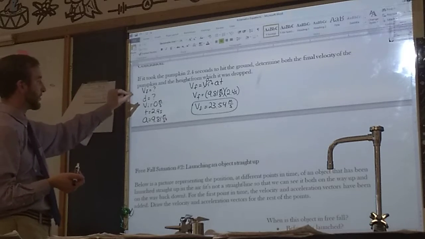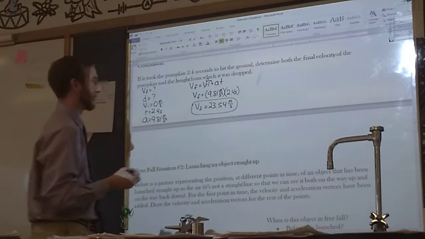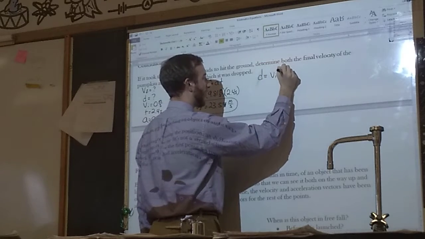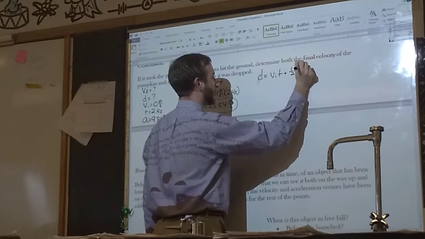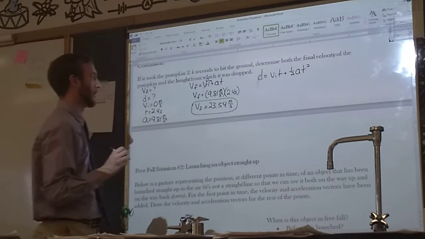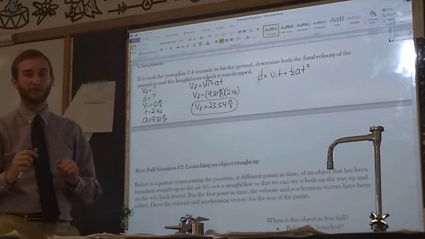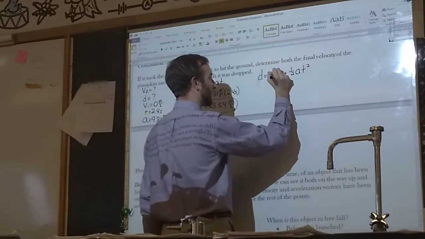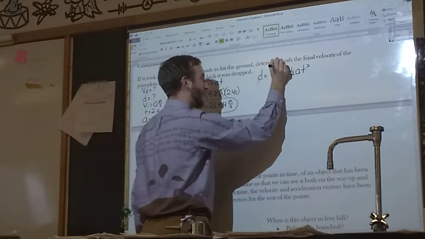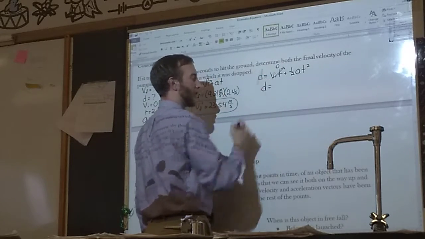I'm looking for distance. I know initial velocity, time, and the acceleration. That means I'm going to use this equation. I could use the other one that we haven't used yet, but I'm choosing to use this. D equals VIT plus 1/2 AT squared. Again, I know the initial velocity is 0. I can cross off this entire term. It doesn't matter what this t is, because anything times 0 is just going to be 0. That entire term goes away.